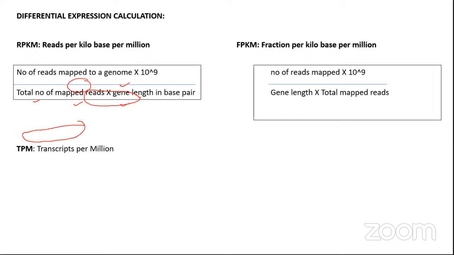TPM, just count per million, based on per million, nothing else. Irrespective of your genome size or the gene length, it just normalizes the data on the basis of per million reads. FPKM: number of reads mapped times 10 to the power 9, that is the genome size, gene length, and total mapped reads. So these are the formulas. If someone would like to calculate, one can use these formulas. Otherwise, the tool gives these FPKM and RPKM values automatically, but we should know how the tool calculates these values.